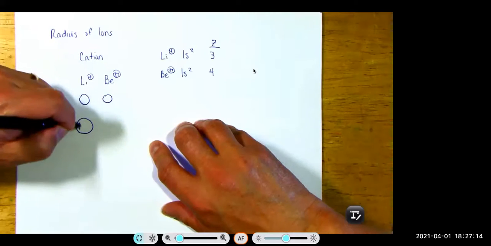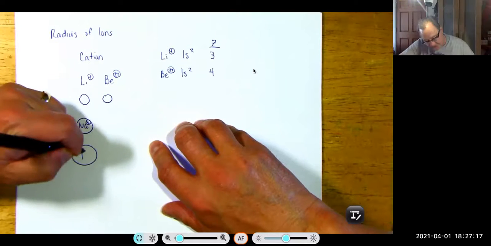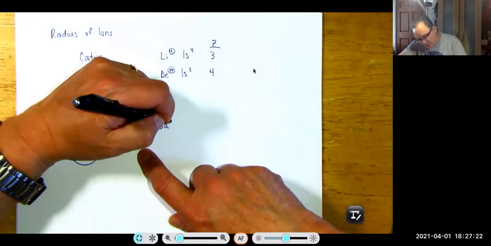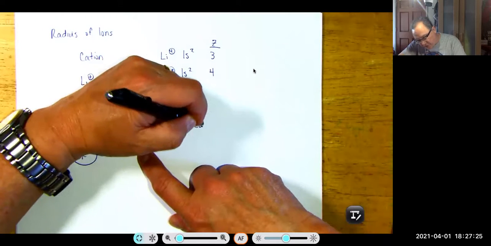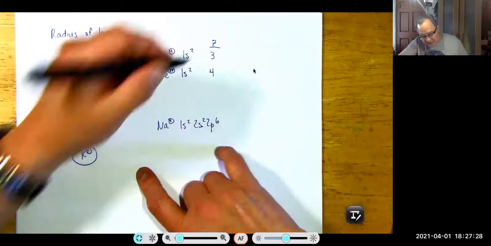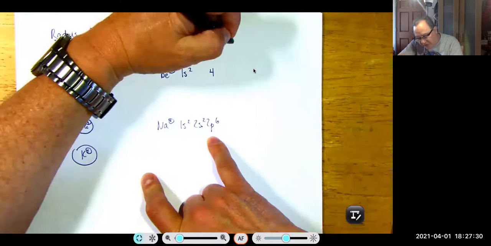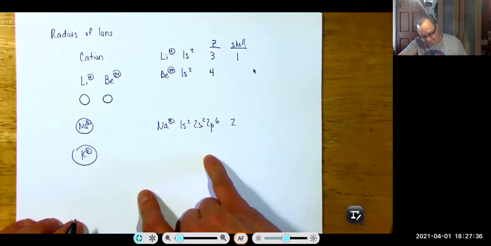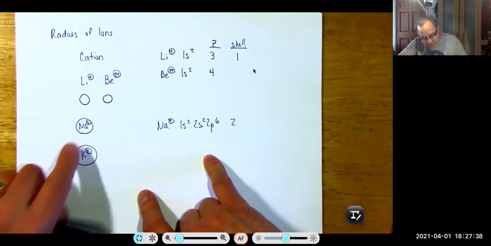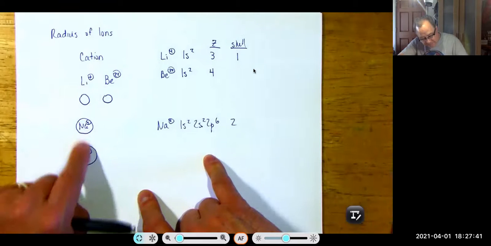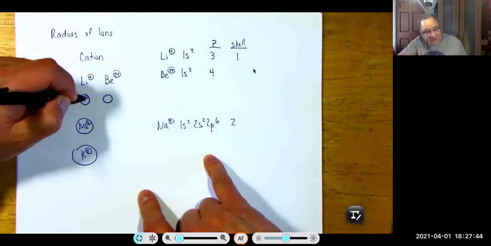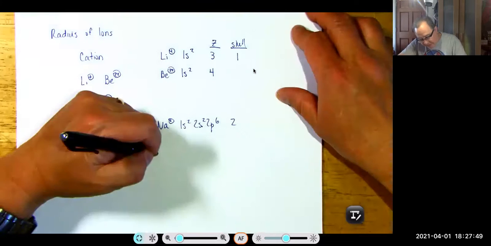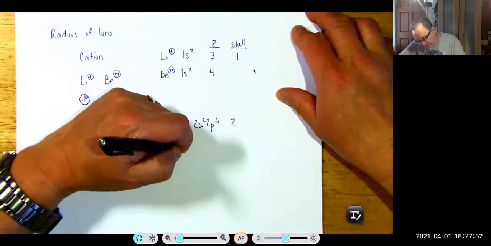Now, when you look at sodium ion and potassium ion, they just get bigger. Why is that? Well, the sodium ion is 1s2, 2s2, 2p6. If you look at the outermost shell, this one is the first, this one is the second. So why is sodium ion bigger than lithium ion? Because it's got electrons in the second shell. Lithium does not. And potassium, you're going to have them in the third shell.